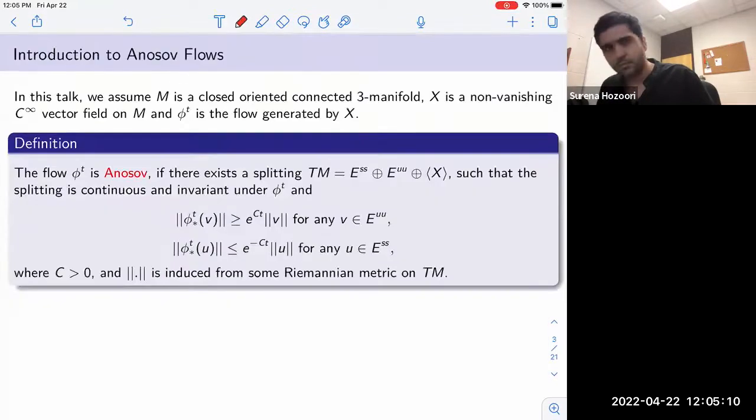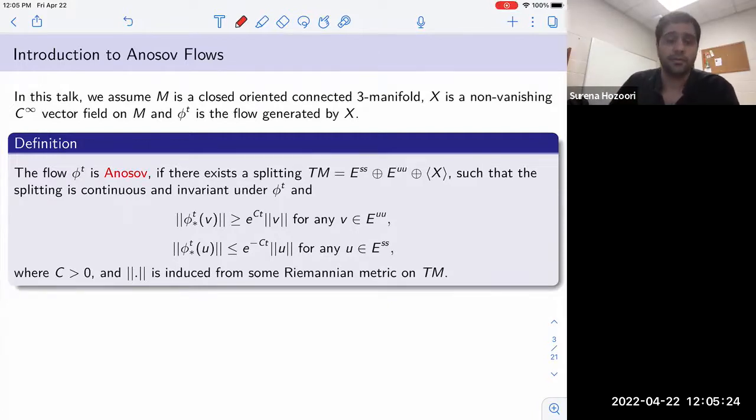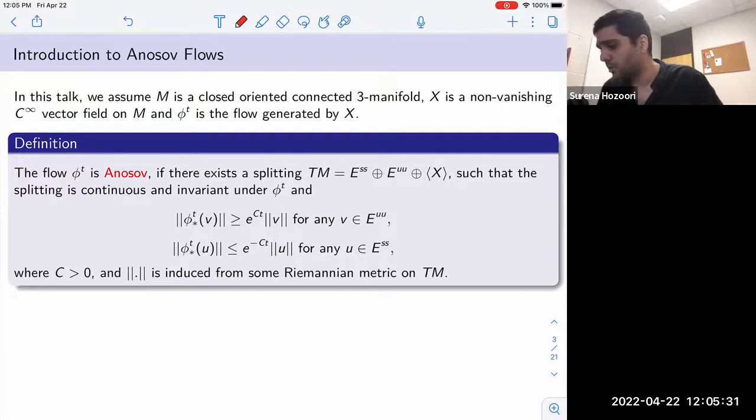During this talk, I'm going to assume that M is a closed, oriented, and connected 3-manifold, X is a non-vanishing smooth vector field on M, and phi is the flow generated by X. Most of the things I discuss only need one regularity of the vector field, but for simplicity, I'm going to assume that the flow is smooth. So let me start with the definition of Anosov flows.